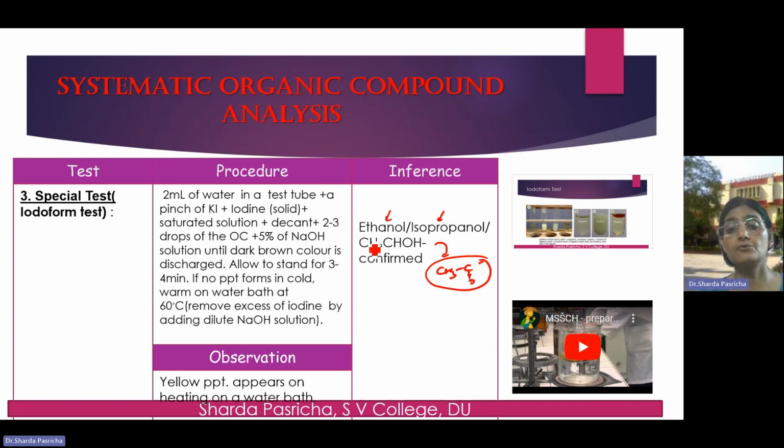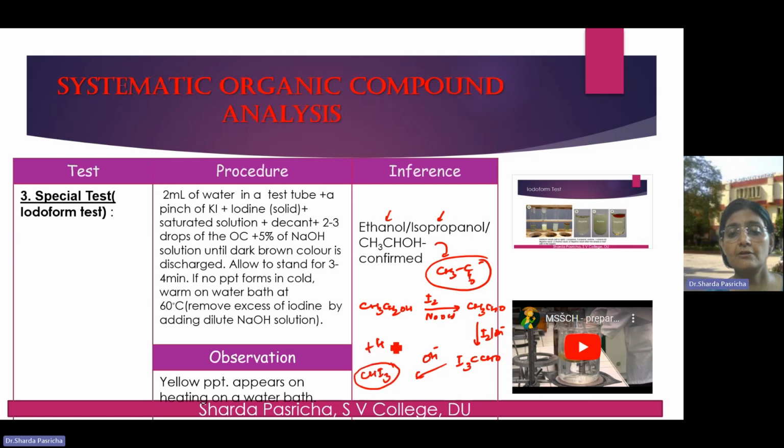in the test tube confirms that you have an alcohol having a CH3CHOH group. Okay, if you see the chemistry of the iodoform test, for example, if you have ethanol and react it with iodine in alkali, it is first oxidized to acetaldehyde, which further reacts with iodine in alkali to first form a triiodo derivative, which further reacts with alkali to liberate iodoform. And this is the yellow precipitate.